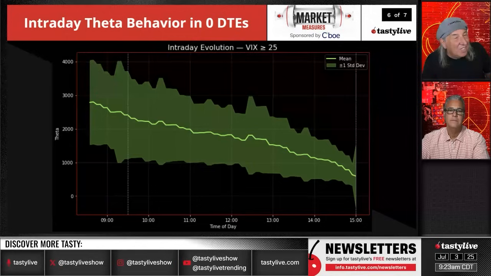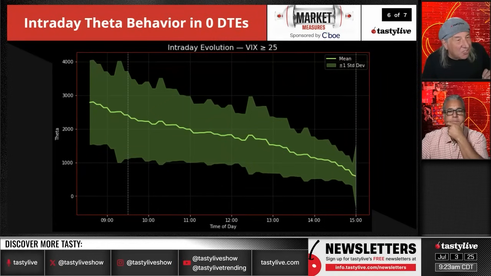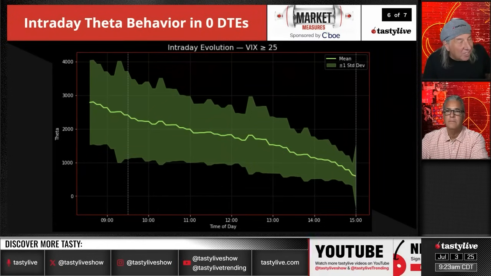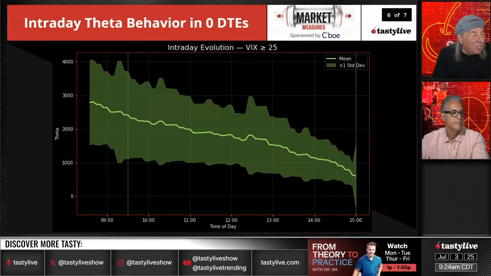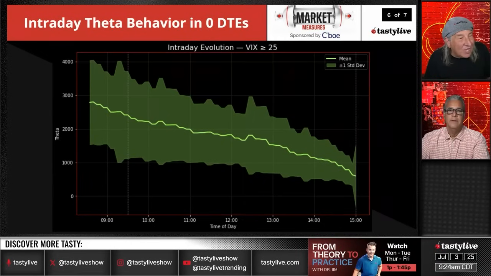Now, how come this doesn't skew the averages so much higher? The answer is because we don't have a lot of days where the VIX is over 25. It's a very rare occurrence. So we don't have enough days up here where you can sit around and wait. But you can see the difference. All days are 1,100. The low VIX is 800. But when you get a high VIX, it's almost 3,000.